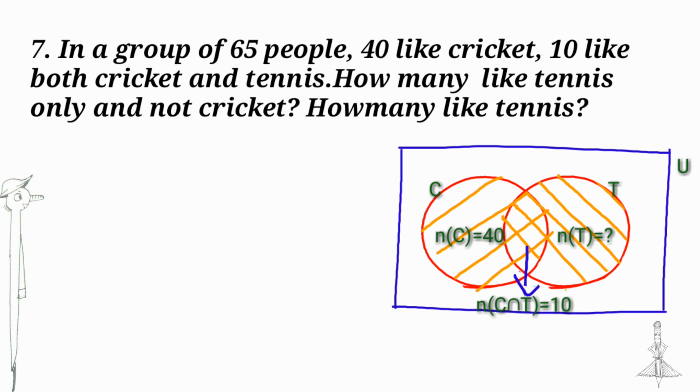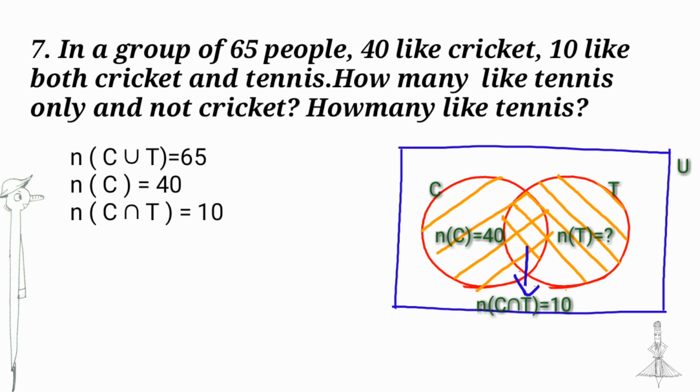Next question, in a group of 65 people, 40 like cricket, 10 like both cricket and tennis. How many like tennis? Let C denote the set of people who like cricket and T denote the set of people who like tennis. Therefore, in a group of 65 people, the number of C union T is equal to 65 and the number of C is equal to 40 and the number of elements of C intersection T is equal to 10.